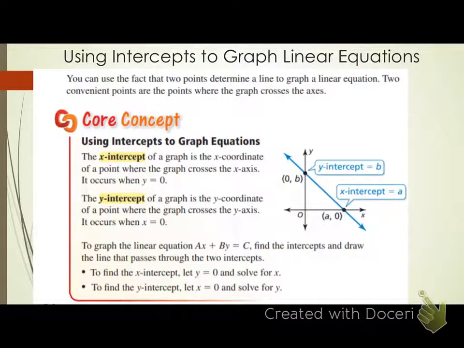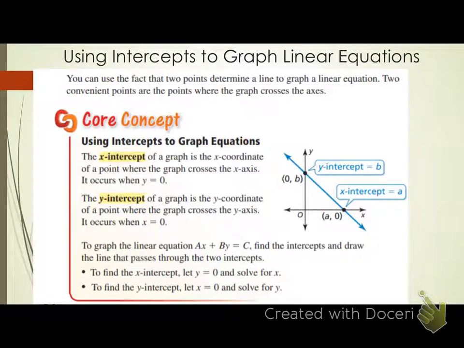The y-intercept of a graph is the y-coordinate of a point where the graph crosses the y-axis. Similarly to my x-intercept, my y-intercept occurs when x equals 0. That's because it's where it crosses my y-axis. Any x value on this y-axis is going to be 0, so my y-intercept occurs when x equals 0.